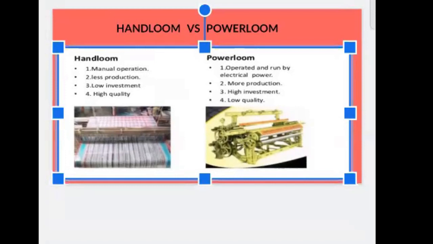So what we understood from this, looms are the machines which are used to make clothes. There are two kinds of loom: one is hand loom and other is power loom. Hand looms are operated manually. Power looms are operated electrically. Hand looms require low investment. Power loom requires high investment. Hand looms have a high quality. Power loom has a low quality. Handlooms can be used for less production and power looms could be used for more production. Okay.